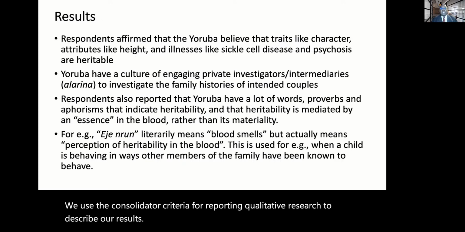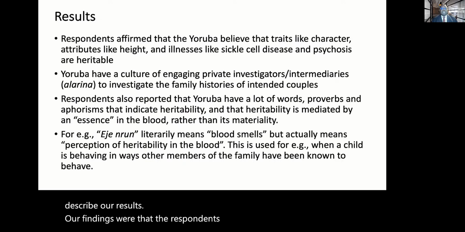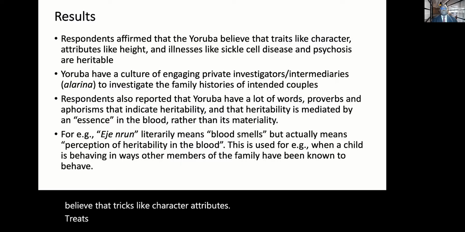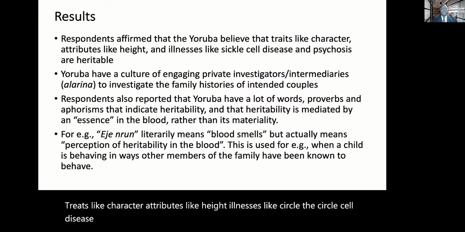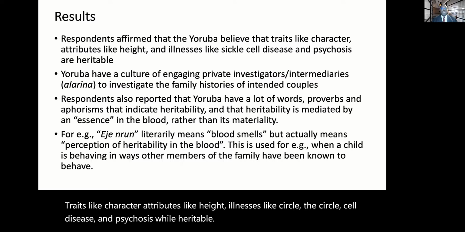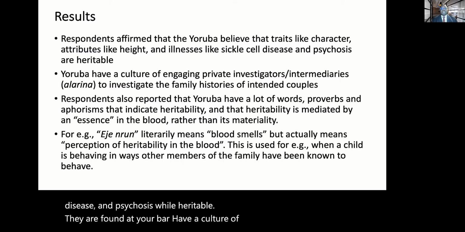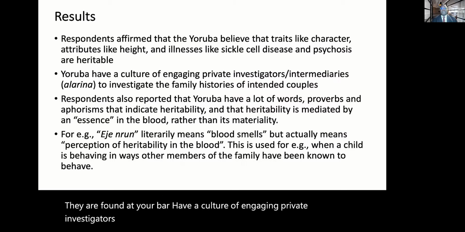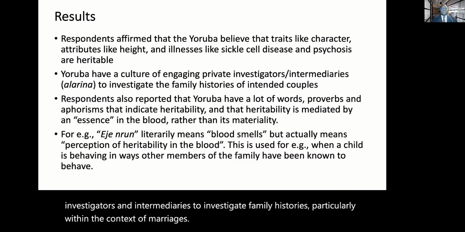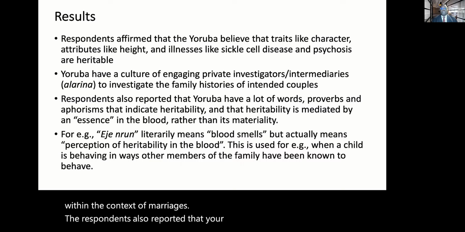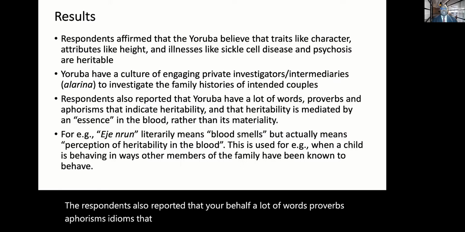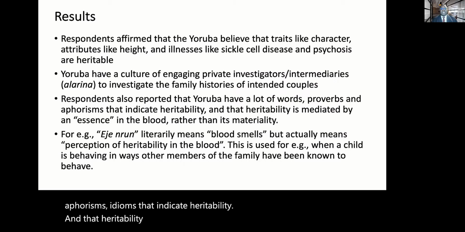Our findings were that the respondents in general affirmed that the Yoruba believe traits like character, attributes like height, illnesses like sickle cell disease and psychosis were heritable. They affirmed that Yoruba have a culture of engaging private investigators and intermediaries to investigate family histories, particularly within the context of marriages. The respondents also reported that Yoruba have a lot of words, proverbs, aphorisms, idioms that indicate heritability, and that heritability is mediated as an essence in the blood rather than in the materiality of the blood.